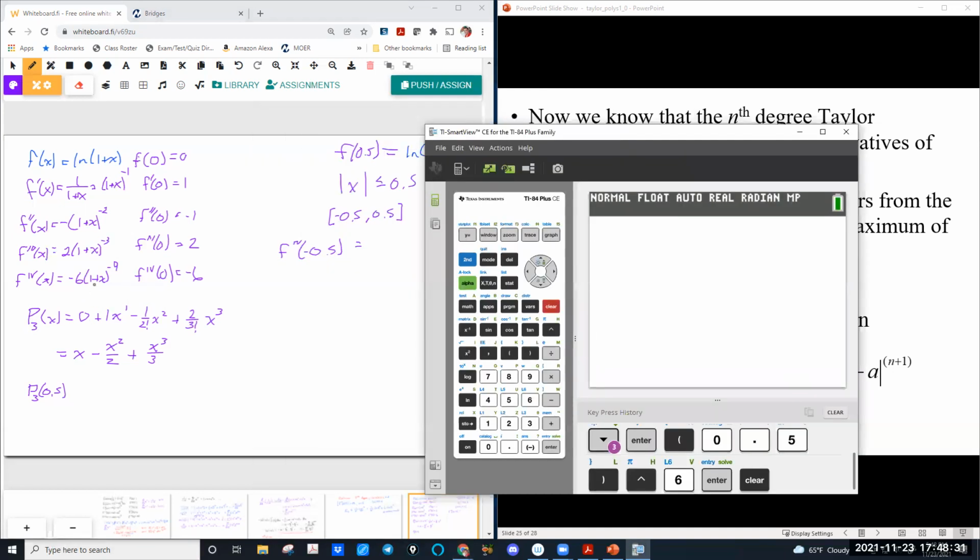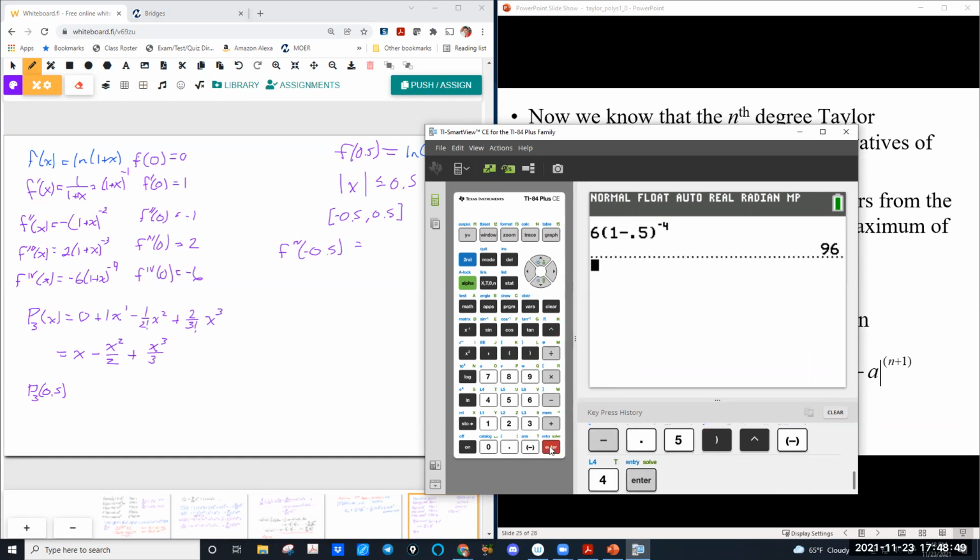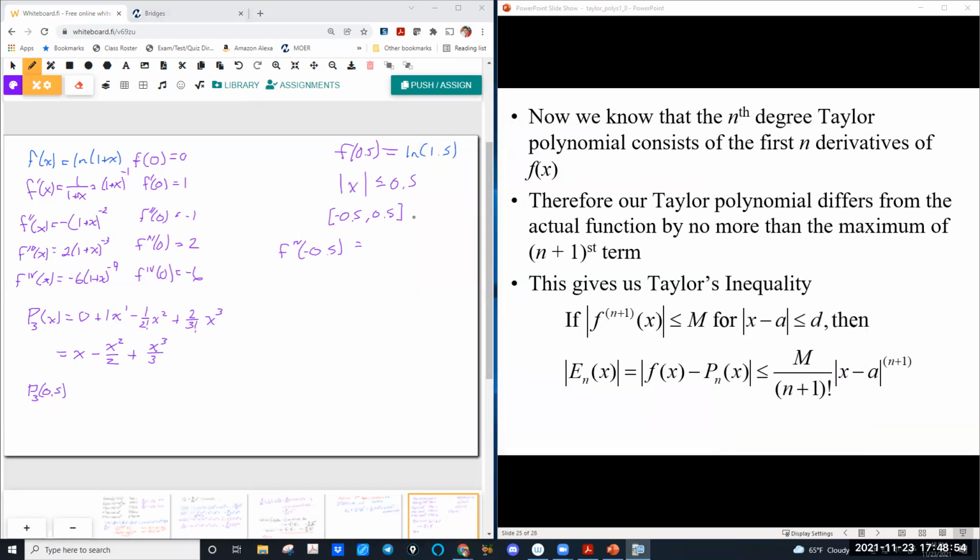Remember what we're doing. We're plugging this into the fourth derivative. So we have -6. Actually, we don't care about the positive or negative, because we want the absolute, the biggest magnitude, 1 minus 0.5 raised to the -4. 96. Okay. I couldn't tell if I wrote 90 or 96, so I wanted to check. So that's 96.